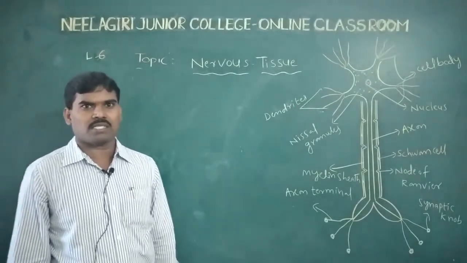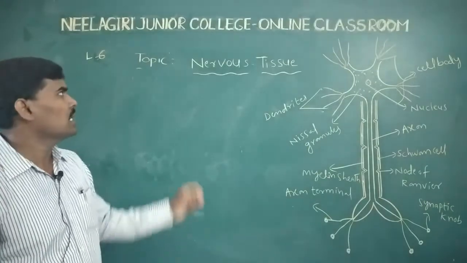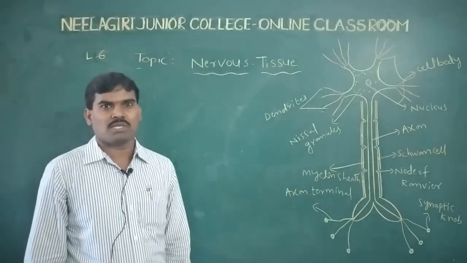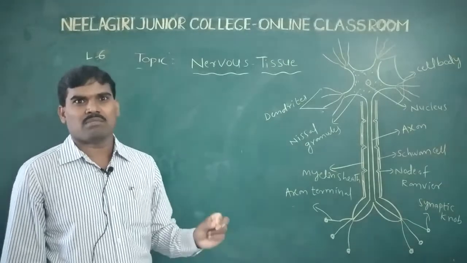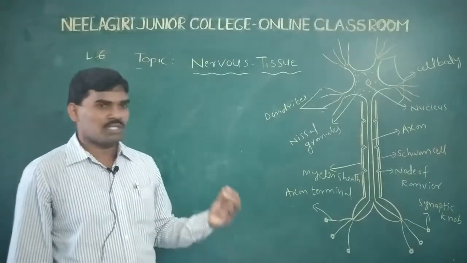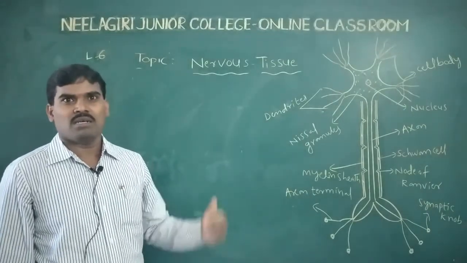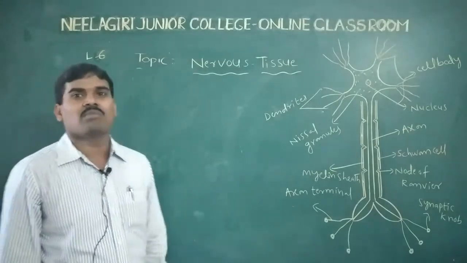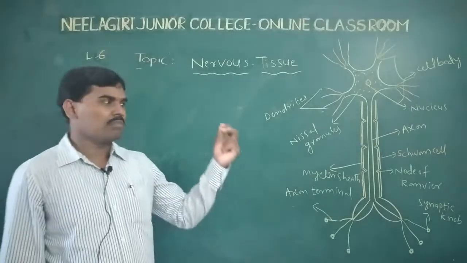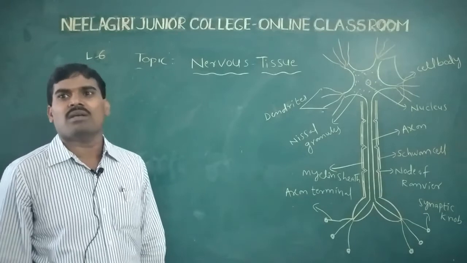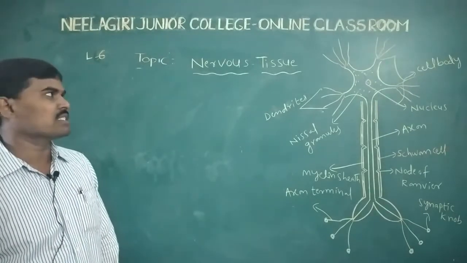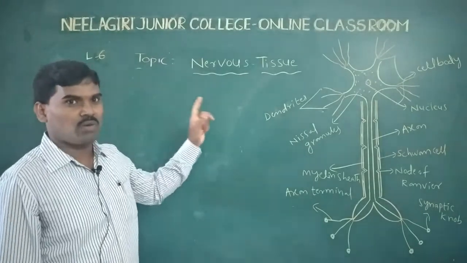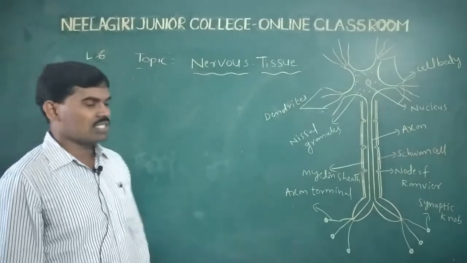Okay, students, in the last class we completed muscle tissue. How many types of muscles are there, and which germinal layers the muscles originate from, we explained completely in the last class. Now we are going to discuss nervous tissues.